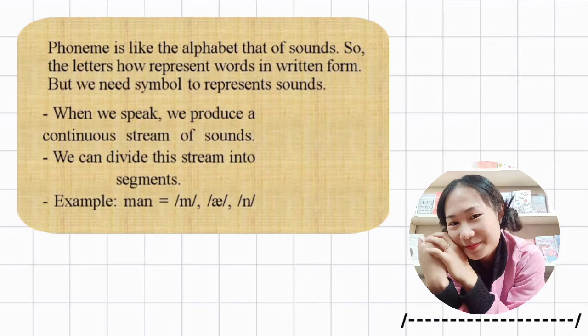Phoneme is like the alphabet of sounds, just as letters represent words in written form. But we need symbols to represent sounds. When we speak, we produce a continuous stream of sounds. We can divide this stream into segments. For example, in the word man, we can see the segments M, E, and N.